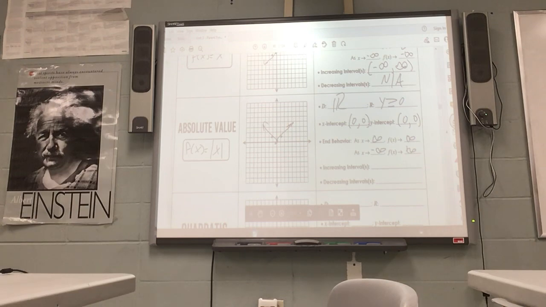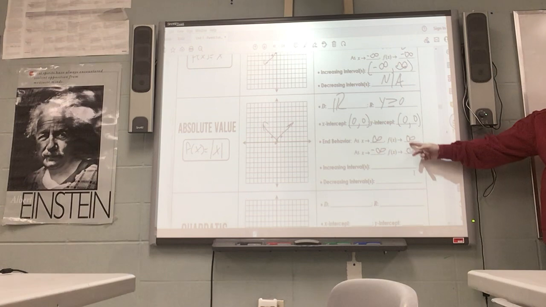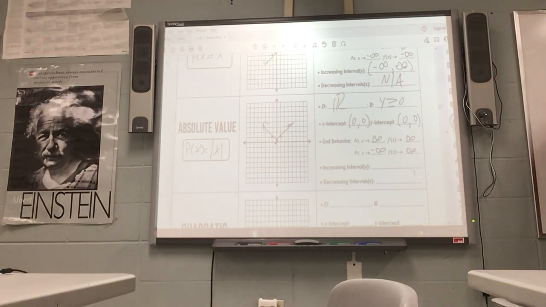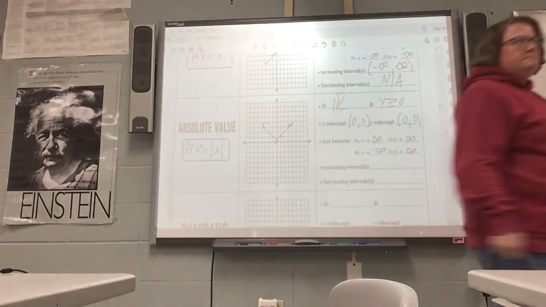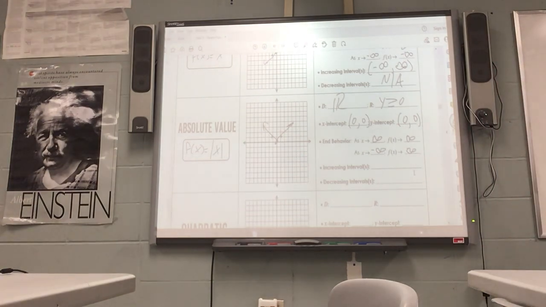Now what Riley was describing would have been an upside down V. Upside down V, they would go down, so these would be negatives. It's the absolute value, it's never going to be going down, is it? It's got a number. We can reflect it if we put a negative out in front. All right, so now the increasing and decreasing intervals.